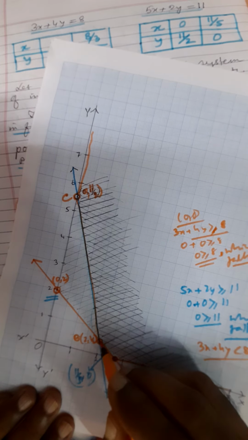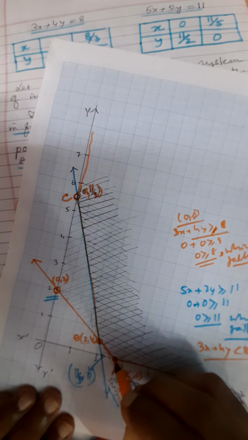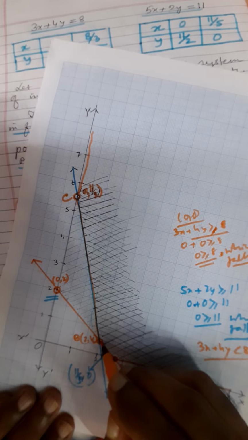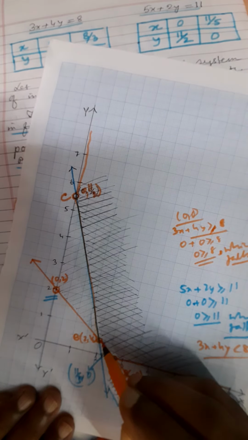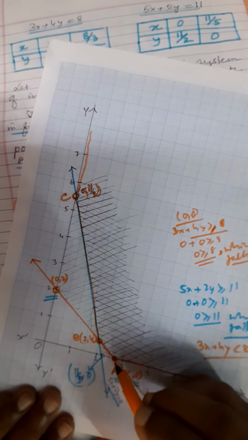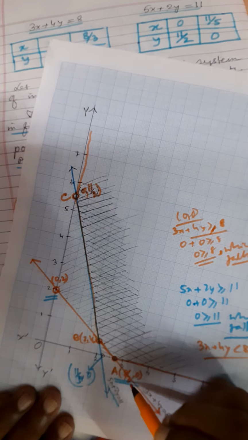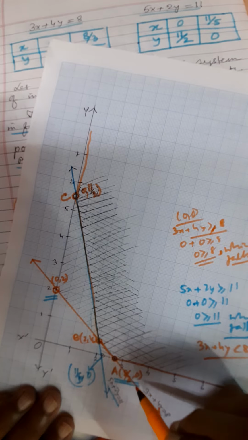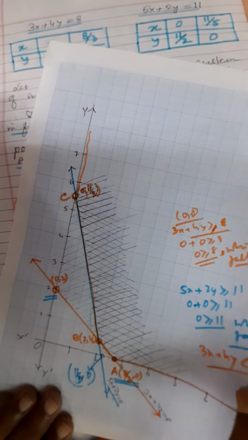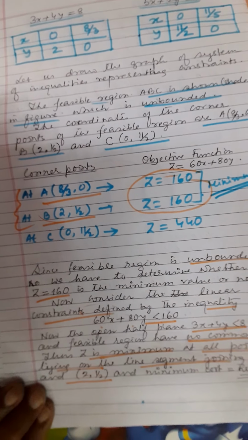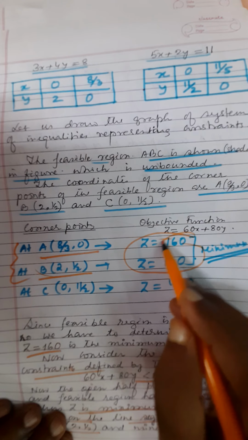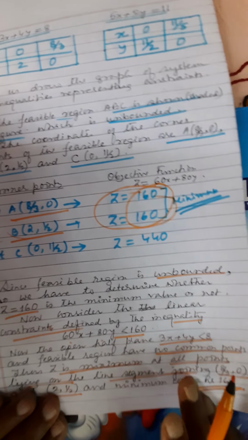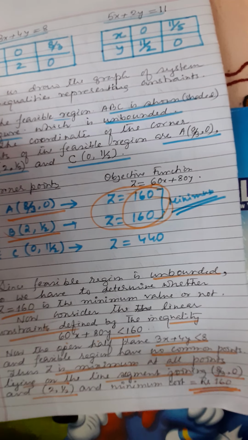This is the region, not a single common point. Infinite numbers of common points are there. So whatever the minimum values are, they lie on this line segment only. What is the line segment? A (8/3, 0) and B (2, 1/2). On this line segment the value will be the minimum, and the minimum cost is rupees 160, because here we are getting the minimum value 160. So the minimum cost of this mixture is rupees 160 per kg.